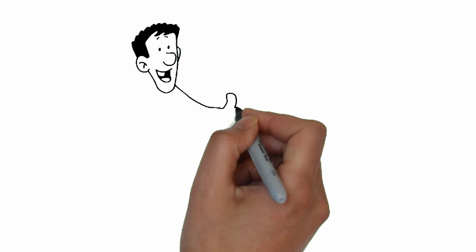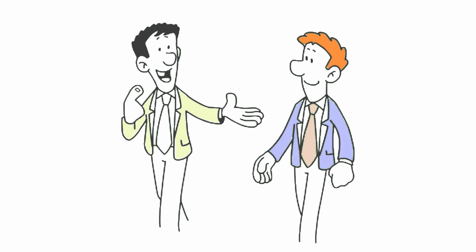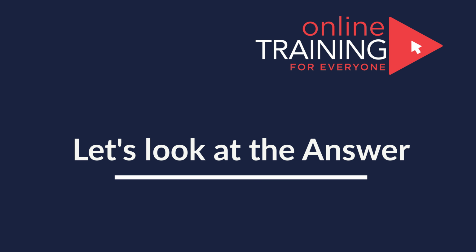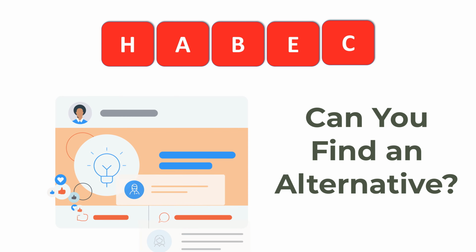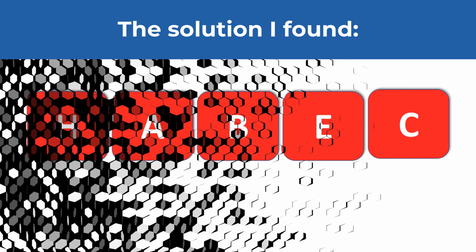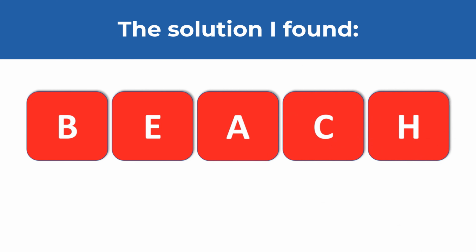Ready or not, I'm going to move forward and share with you my solution. But keep in mind that a lot of times multiple words can be formed, so if you see another word, please make sure to share it in comments. The solution I found is the word beach. Let me spell it for you.